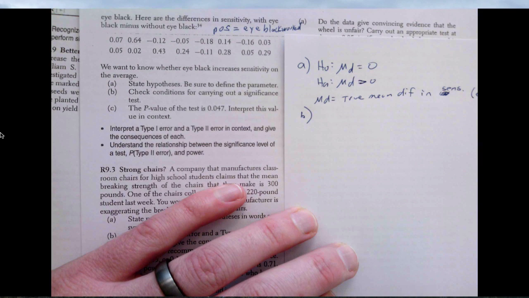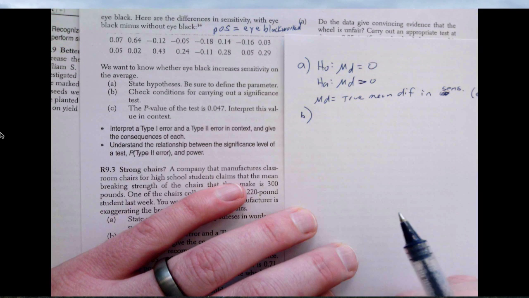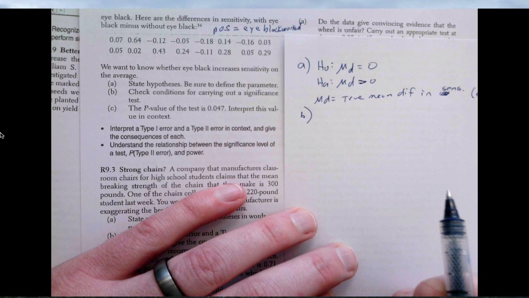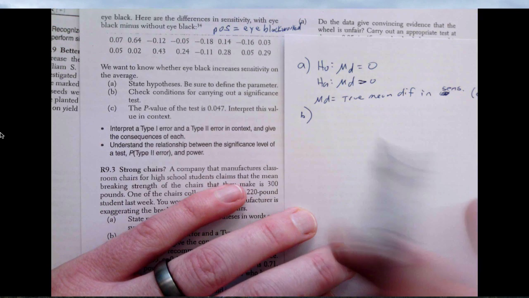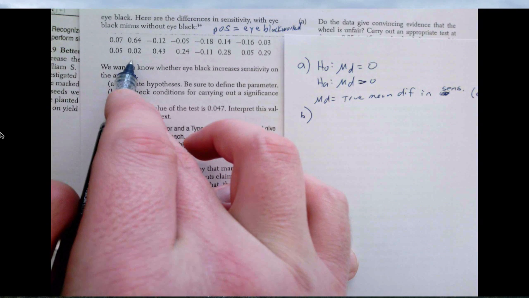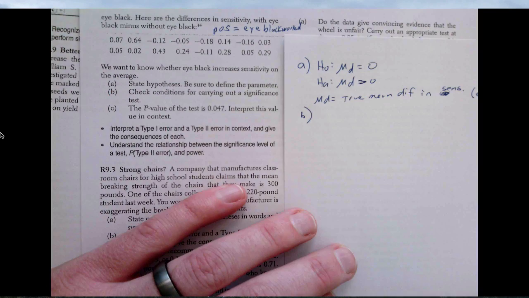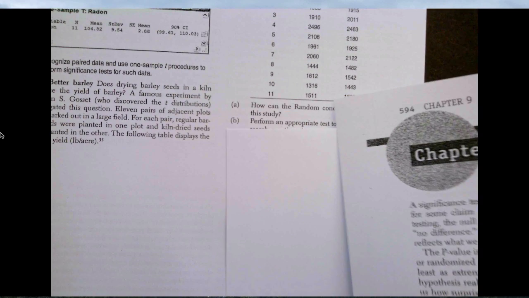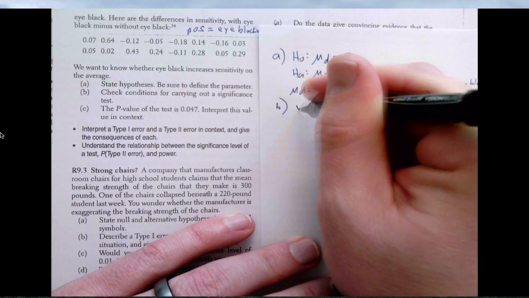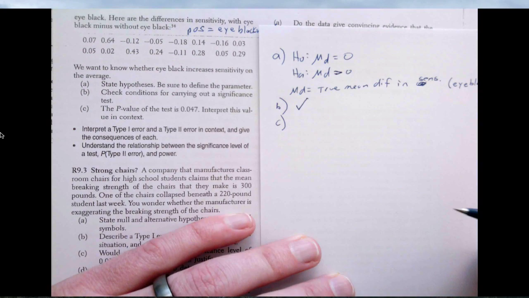Part B says check the conditions for carrying out a significance test. The 3 conditions we're supposed to have are random, and they said that they did an SRS. We're supposed to have independence. So did we have independence? This is going to be less than 10% of the actual population, so we're good there. And then normal. As long as we don't have any major outliers, we're probably okay to proceed. They didn't say that it was normally distributed, but we're probably going to be okay to go with that. Again, part B is AP only.